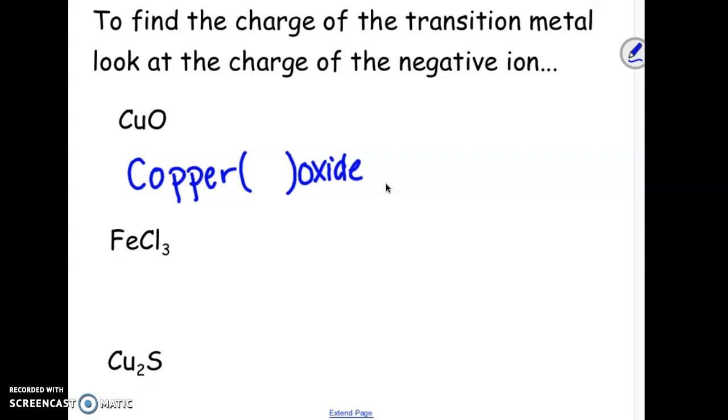And we know the charge of copper because you can look at oxygen. Oxygen has a -2 charge. So remember, charges have to balance out. If oxygen has a -2 charge right here, that means copper had to be a +2 charge in order to cancel out. So this is copper 2 oxide. That is the proper name for it.